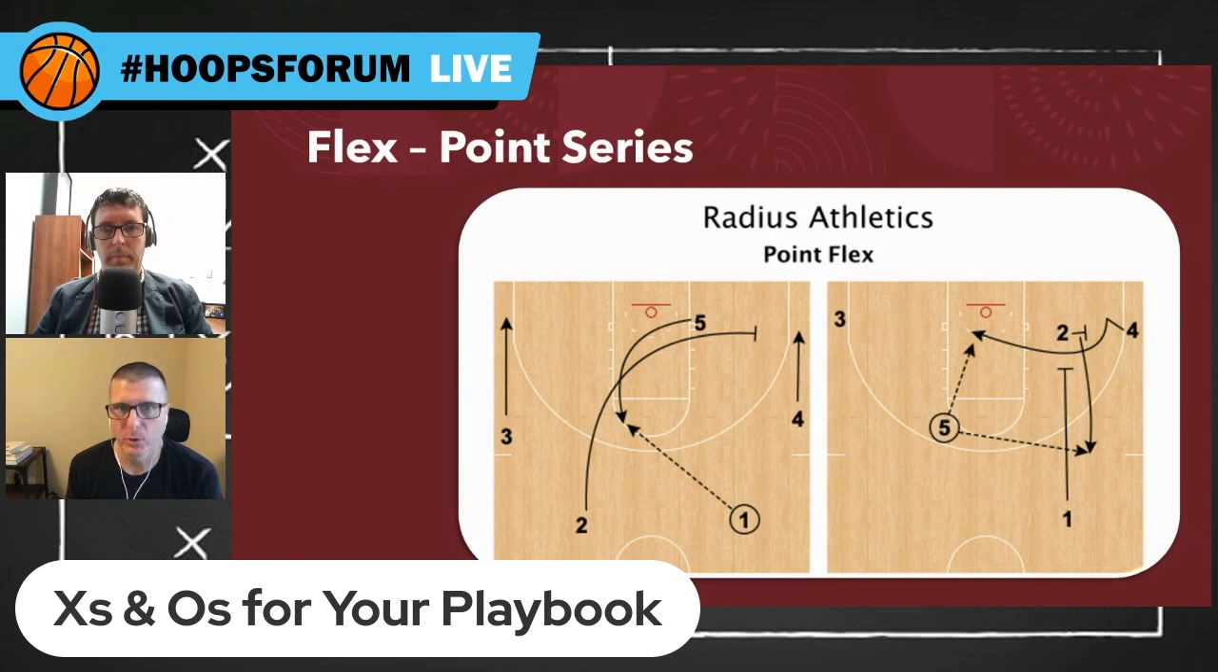And then once we hit the elbow, we're into the flex action where two is going to cut over the top of 5. Normally they would continue out to the corner and we would form a double side over there, but here we're going to get into flex action. So we've hit the elbow and we're going to cross screen, down screen for player 4. They're dropping to that right corner.